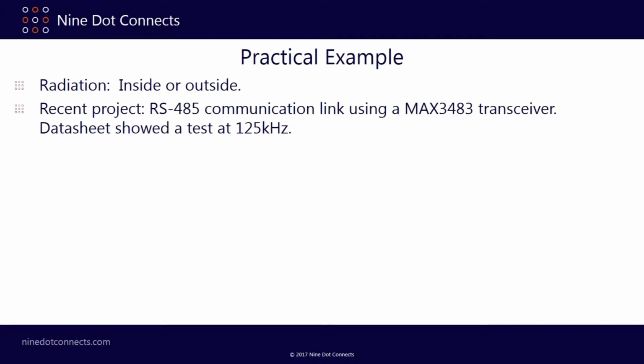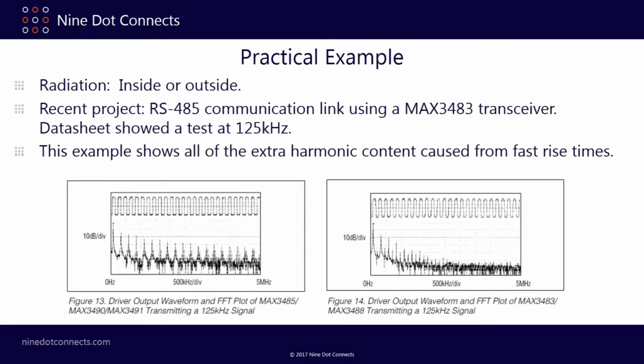I recently did a project with an RS-485 communication link using a MAX3483 transceiver. The datasheet showed a test at 125 kilohertz, even though the part was able to go all the way up to 10 megabits, therefore a lot faster than 125 kilohertz. But the interesting thing, in the datasheet, they actually showed that when they ran the test at 125 kilohertz, notice all the high frequency content that was being generated by this part in order to keep this waveform nice and square.